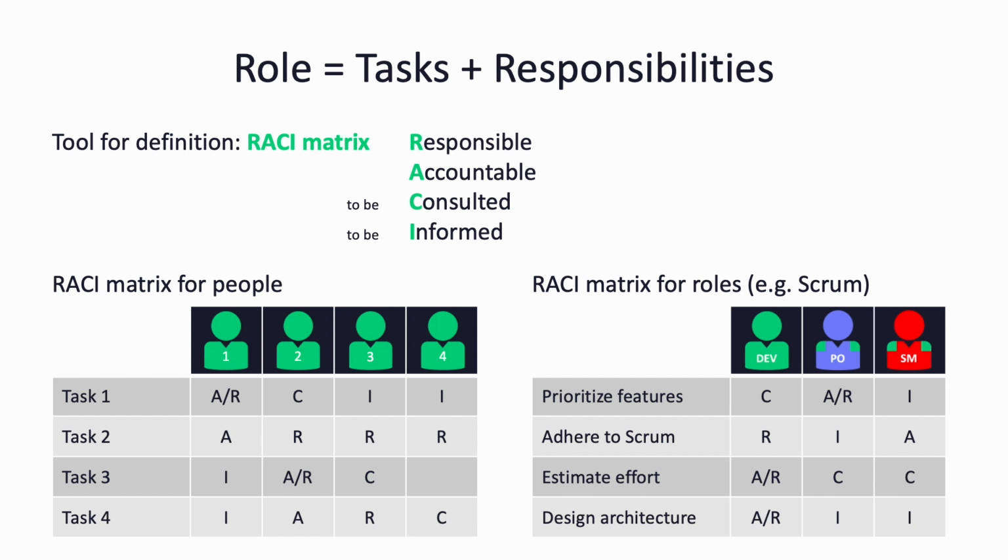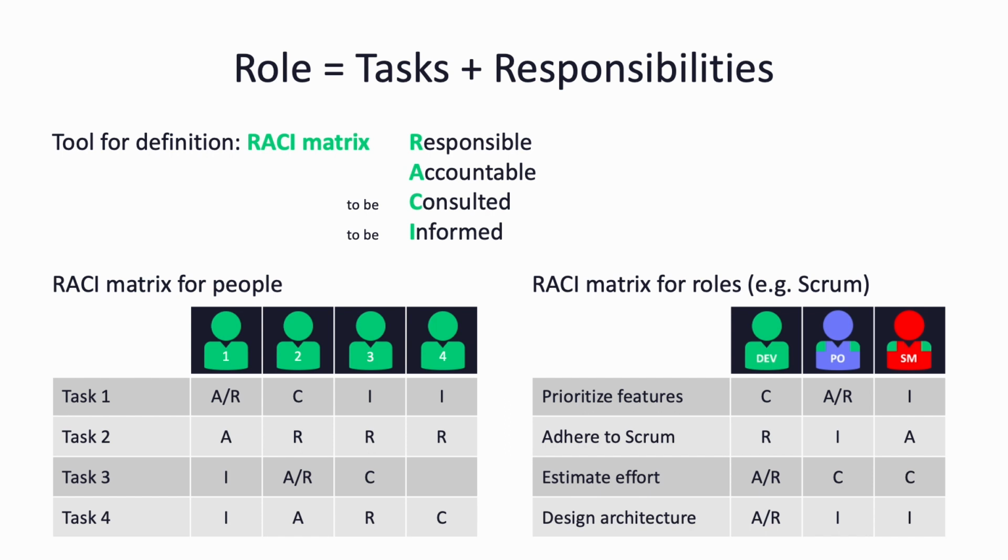This is shown here using the example of the 3 roles defined in Scrum, Developer, PO, and Scrum Master for 4 exemplary tasks. For example, when it comes to the task of prioritizing features that the solution should have, then, as explained earlier, the PO role is both accountable and responsible for that. The developers should be consulted for a good prioritization, though, as they can certainly contribute information, if not on the benefits, then at least on the costs, and the Scrum Master may only be informed.